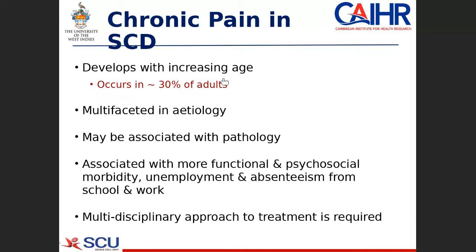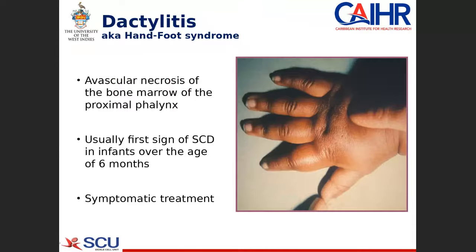Chronic pain also develops with increasing age, and it occurs in about 30% of adults. It's multifaceted in etiology, often associated with pathology, and it's associated with more functional and psychosocial morbidity, unemployment, absenteeism from school and work, and a multidisciplinary approach to treatment is required when we are dealing with chronic pain. It is one of the most significant challenges in management of persons with sickle cell disease.